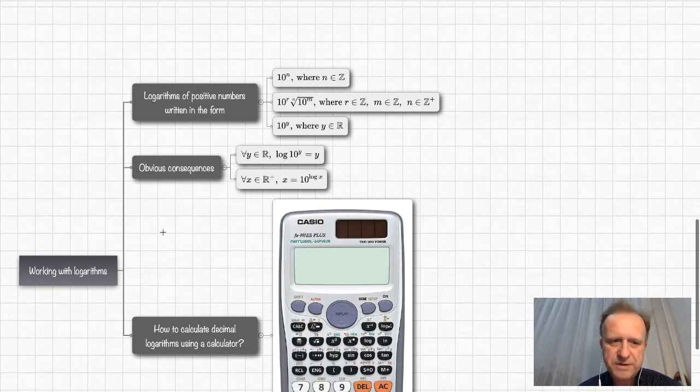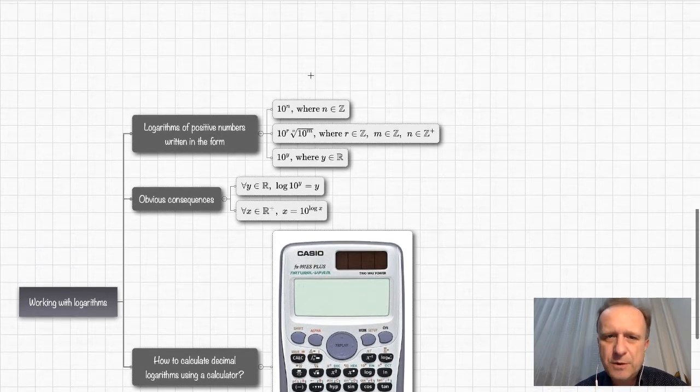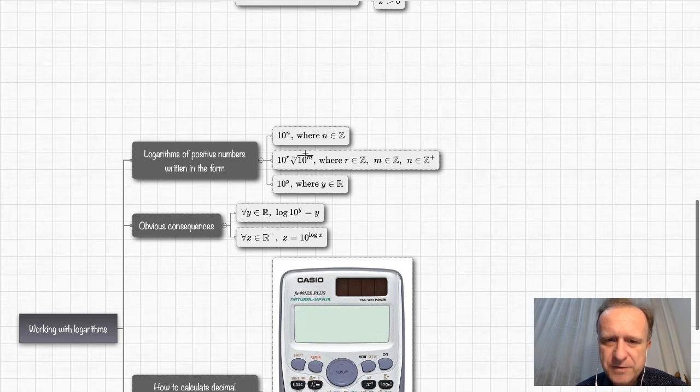Now let us move on to working with logarithms. Let us talk a little bit about this. There is another thing that we have to talk about. How can we calculate logarithms? So imagine some simple scenarios. The first one, imagine you have a number in the form 10 to the power of n, where n is an integer, and you want to calculate the logarithm of such a number.